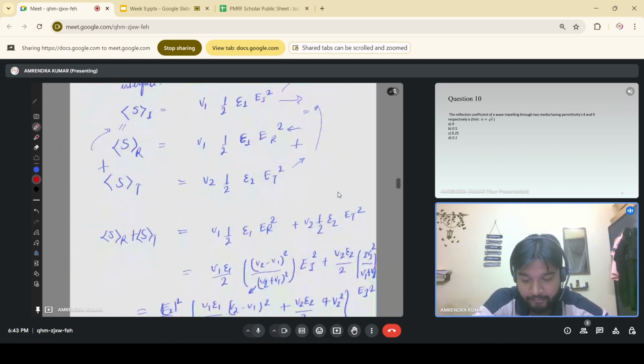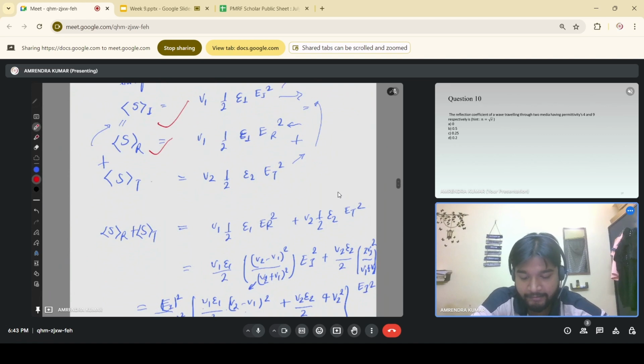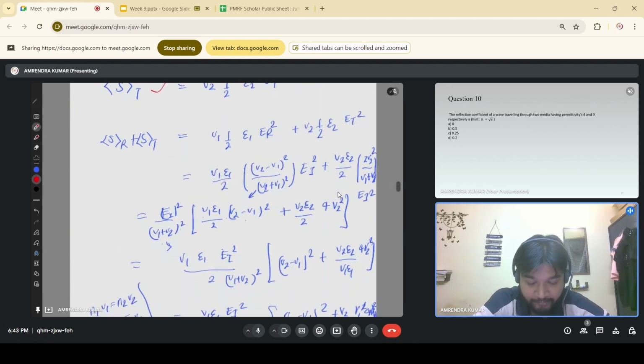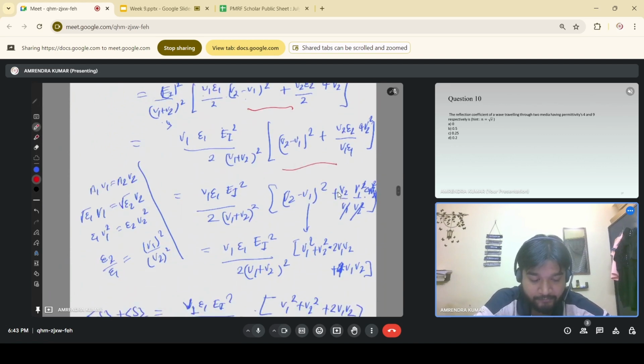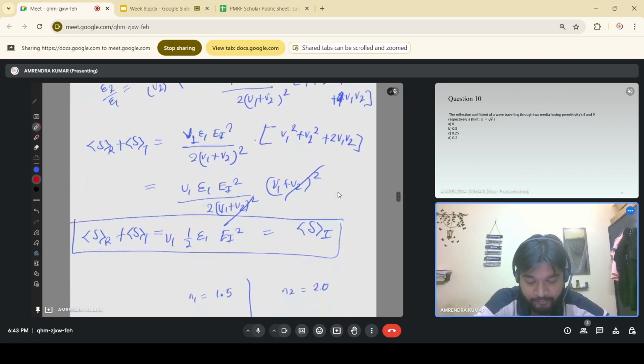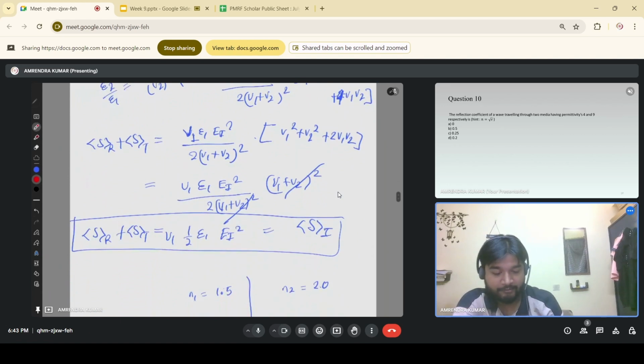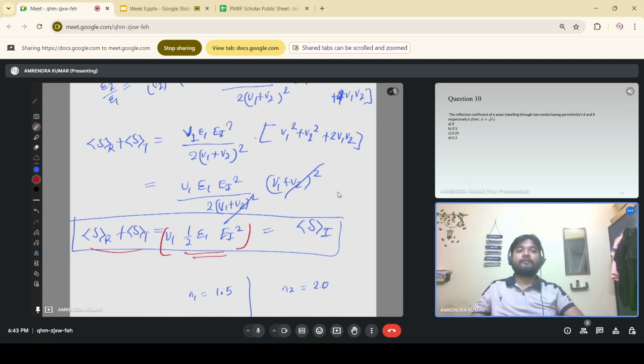So here we have shown the proof for SI, SR, ST. SR plus ST should be SI, meaning the reflected and transmitted power should be equal to the incident power. So we have this here. Then we can do all the calculation steps, and finally we were able to show that indeed SR plus ST was SI. Okay, so this is what we have done.